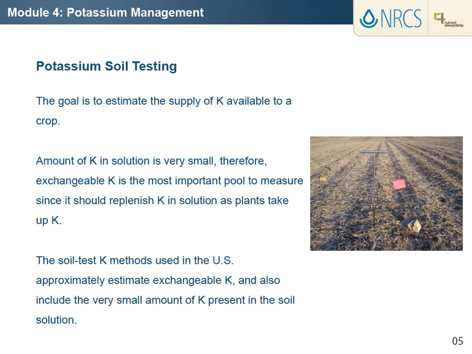The primary goal of soil testing for potassium is to estimate the supply of potassium available to a crop. Solution and exchangeable potassium are the most important forms for plant growth, but the estimate of exchangeable potassium is far more important than the solution potassium fraction. The soil test potassium methods used in the U.S. measure solution potassium and most of the exchangeable potassium.